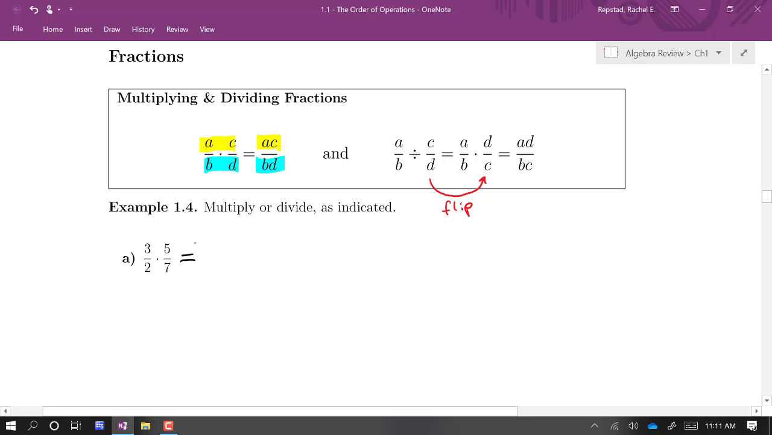So in part A, 3 halves times 5 sevenths, so this will be 3 times 5 over 2 times 7, or 15 over 14. I always leave my fractions like this. Some folks ask, should I write this as 1 and 1/14, like change it to a mixed number? And I say, it's not incorrect. I mean, that's certainly equal, but it's much more conventional to leave it as what we would call an improper fraction. These are much easier to work with, and you'll see they're used a lot more in mathematics than writing something as a mixed number.